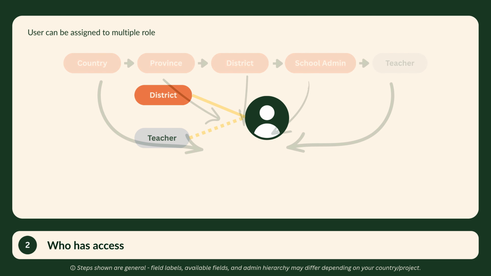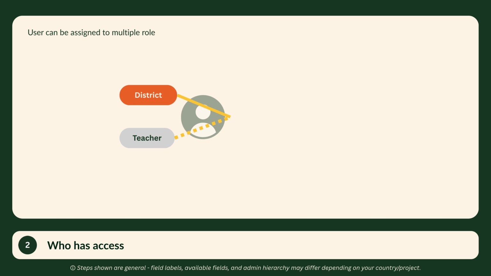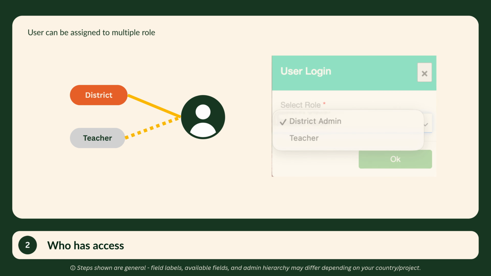A user can also be assigned multiple roles. For example, since only the teacher role can access Waliku Class, a field team member who needs that access may be assigned both their actual role and a teacher role. If you have multiple roles, you'll be prompted to select one at login.